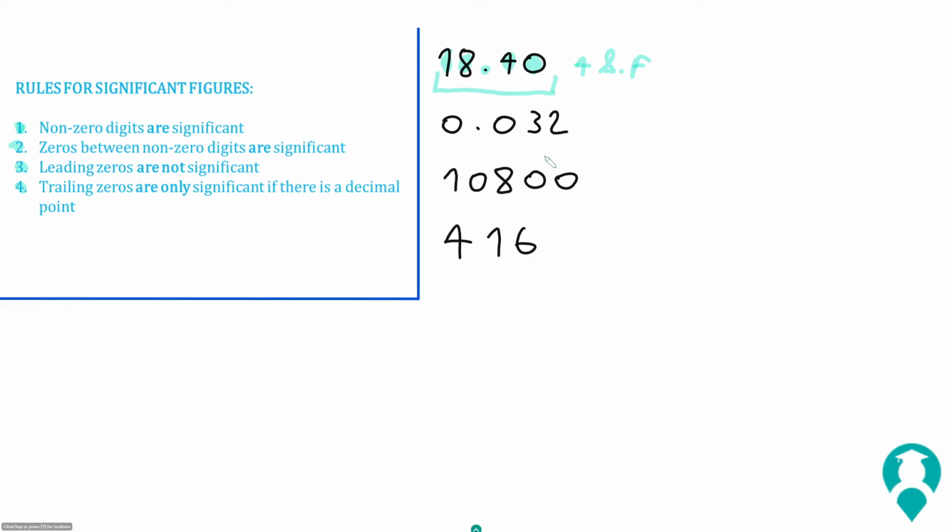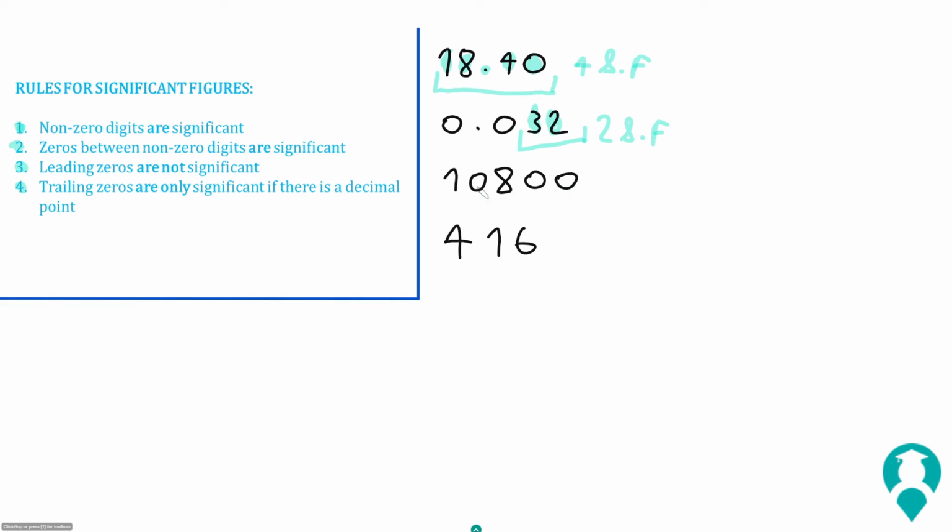Now next we have 0.032, and we know that leading zeros are not significant, so these first two zeros are not significant. But from our first rule, non-zero digits as usual are significant, so the 3 and 2 are significant, so overall this number is given to 2 significant figures.